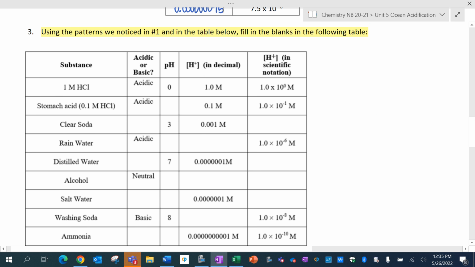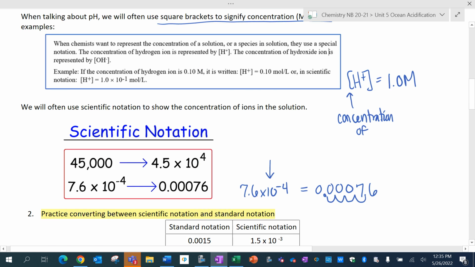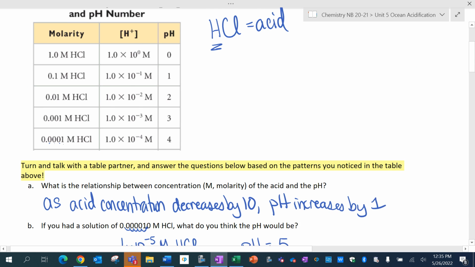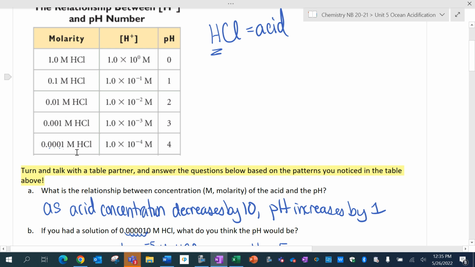So with these patterns that we notice, we want to fill in the blanks in this table below. Notice if something is 1.0 molar hydrogen ions, in scientific notation, we could write that as 1 times 10 to the 0. And notice how the pH is 0. Remember how we started noticing some patterns here, right? As the concentration changes by 10, the pH changes by 1. And you may also have noticed that the pH matches the exponent. We didn't mention that earlier, but this pH matches this exponent value.